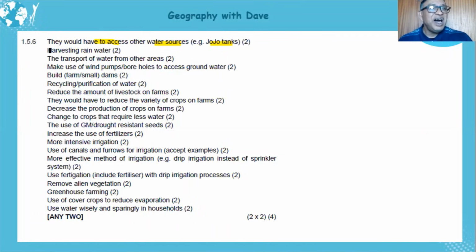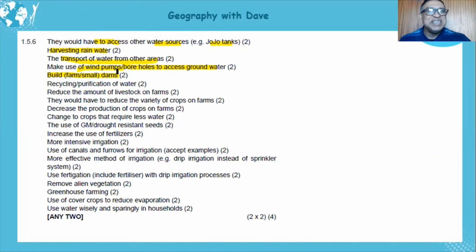Can you see? Harvesting rainwater. Same thing, collecting water. Transport water from other areas, water projects. You understand? Make use of wind pumps and not windmills, eh? Wind pumps or boreholes to access groundwater. Now, it's all that you have done. Can you see? Next one, build dams, storage dams, small farm storage dams. Now, all these answers you know.